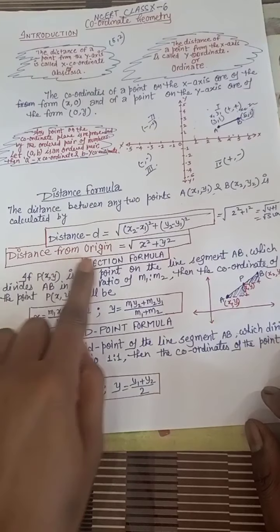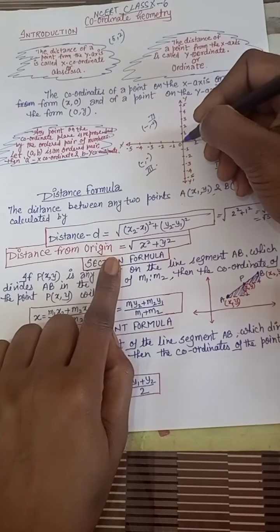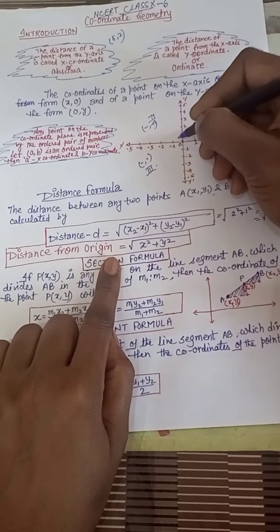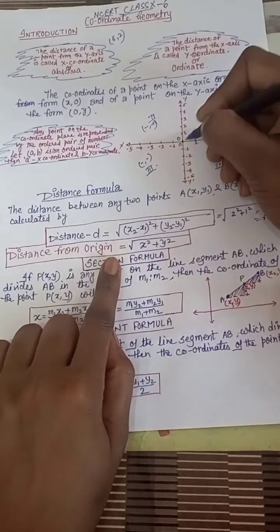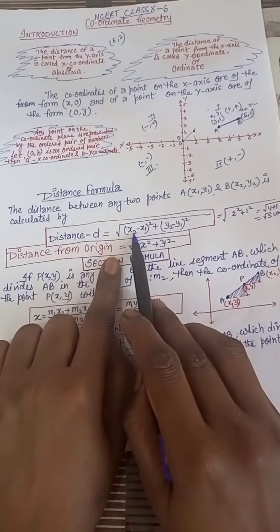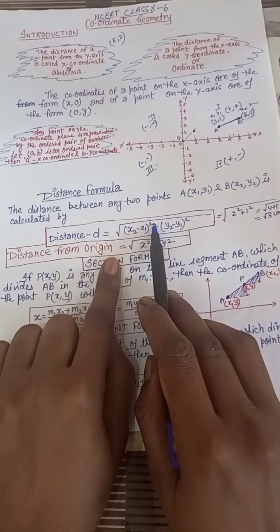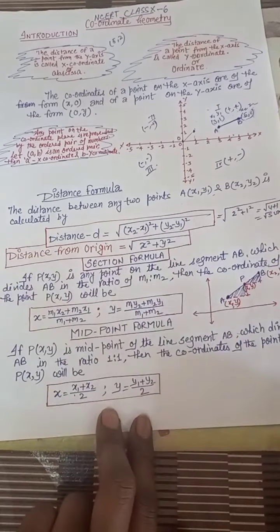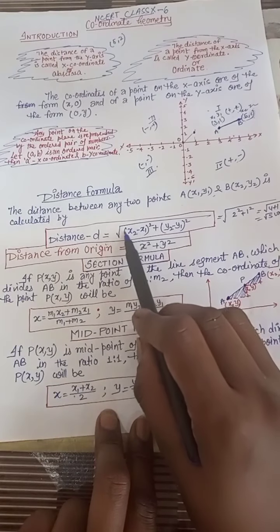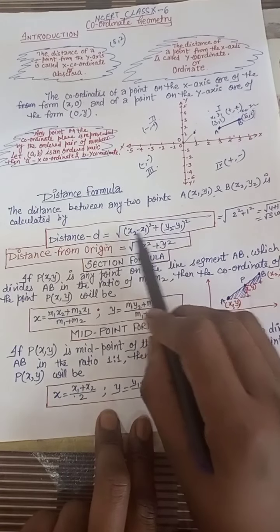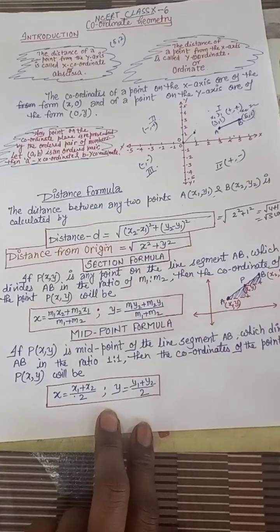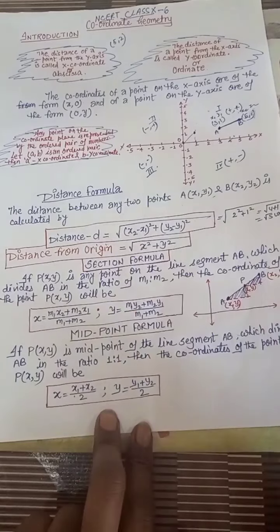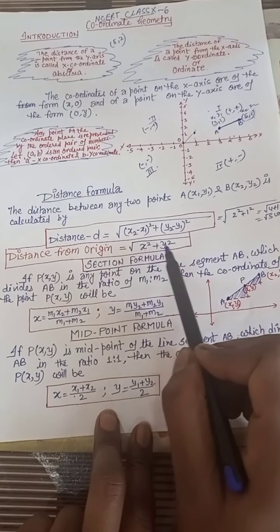Next, the distance from the origin. If the line passes through the origin O and this point 1, 1, then x2 is 0, so 0 minus x1, squared, and 0 minus 1, squared. Since x2 and y2 are 0, what remains is x1 squared and y1 squared. So no second point exists, that's why x2 and y2 are removed, and what we get is root of x squared plus y squared.